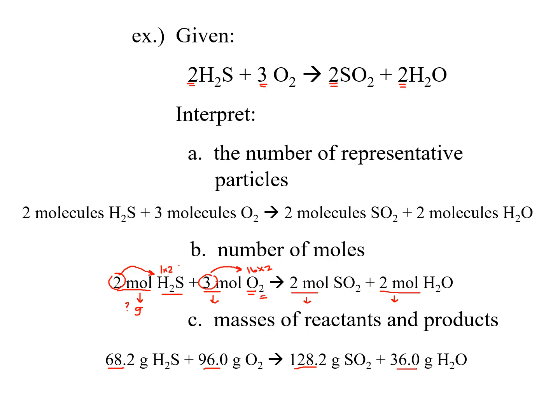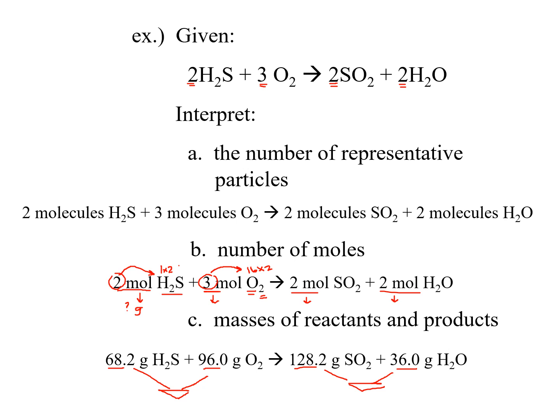And then when you're done, you can make sure that this works, because remember, law of conservation of mass says that the reactants together have to equal all of the products together, right? They all have to add up. 68.2 plus 96, what is that, 164.2? And 128.2 plus 36 is 164.2. So either way, it tells you that this is right.